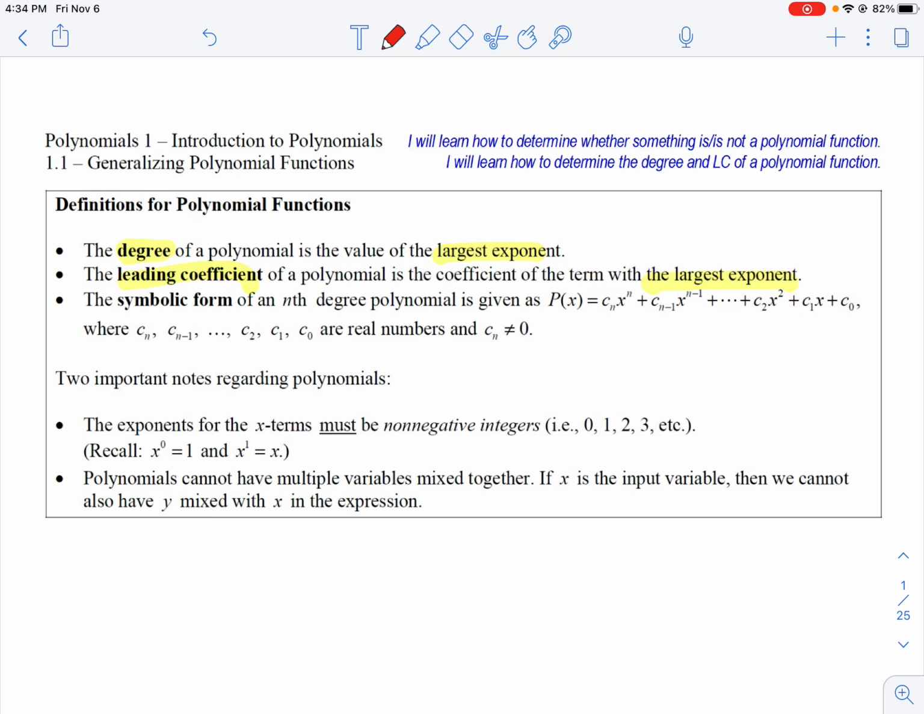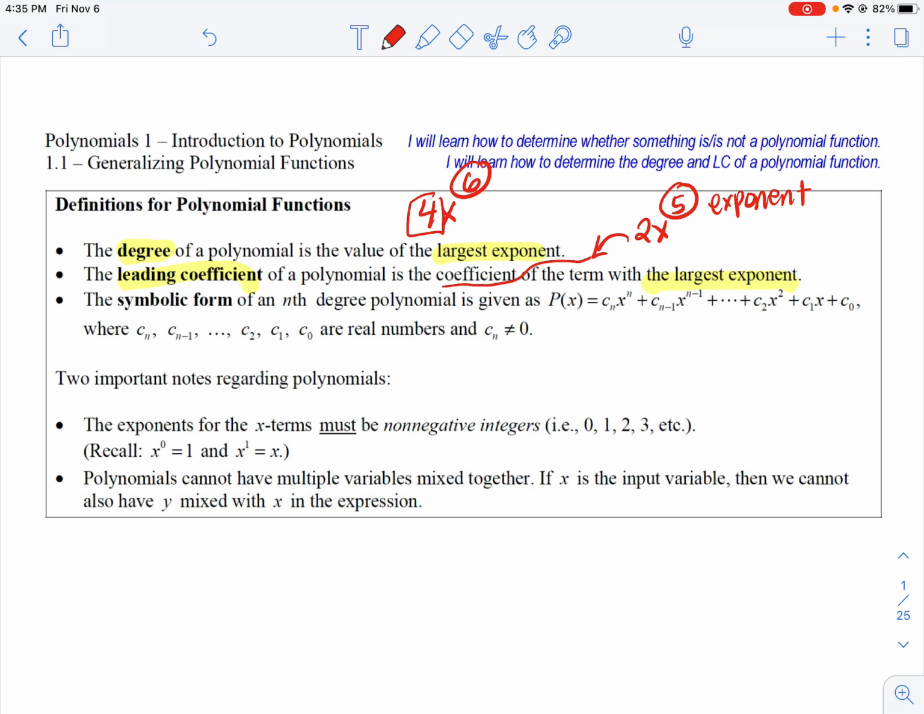So, the definition of a polynomial function: the degree of a polynomial is the value of the largest exponent. When you say largest exponent, if you have 2x to the power of 5, 5 is the exponent and 2 is the coefficient. If you have 4x to the power of 6, 6 is the exponent and 4 is the coefficient. We'll have an example later on.